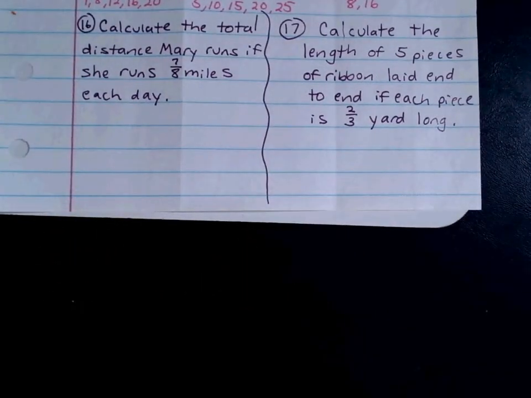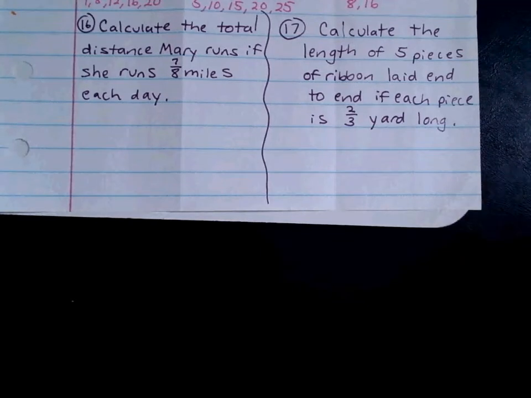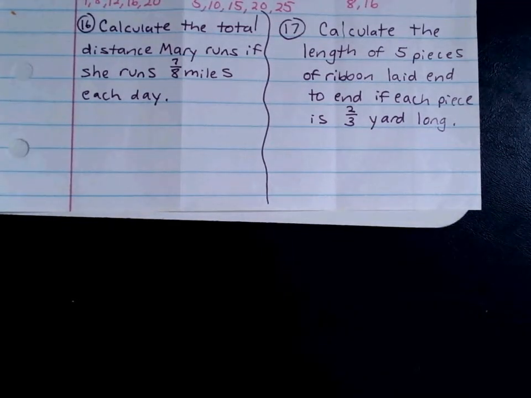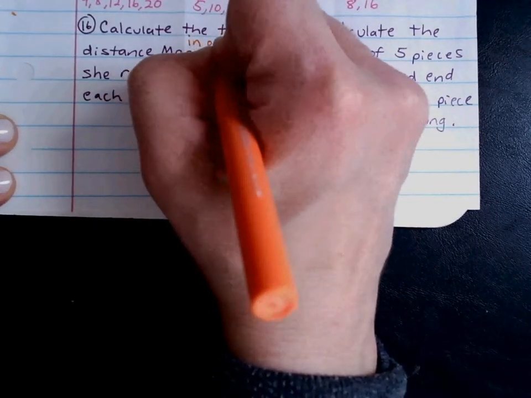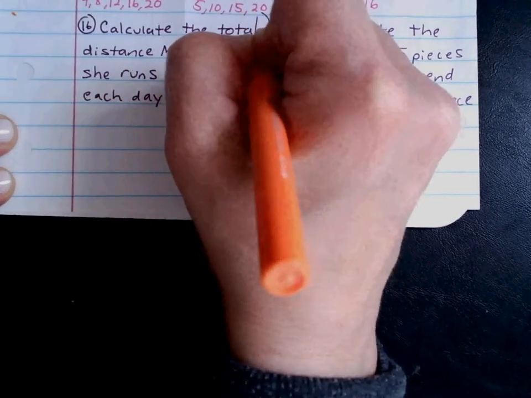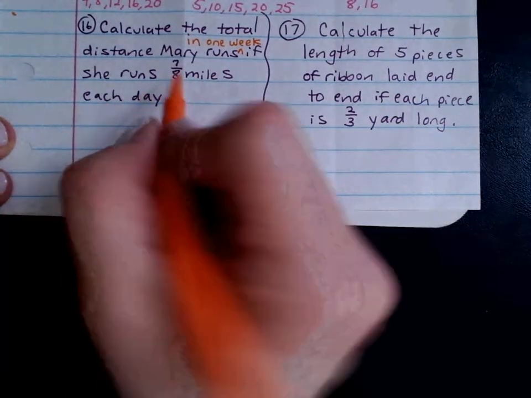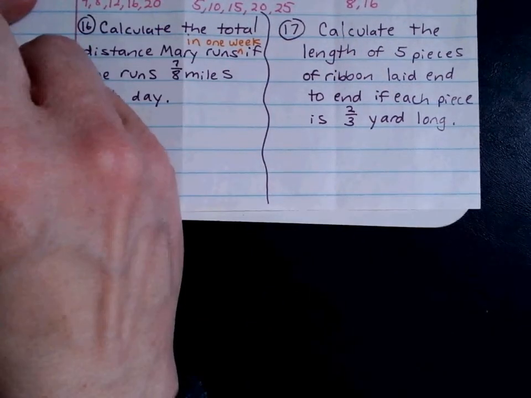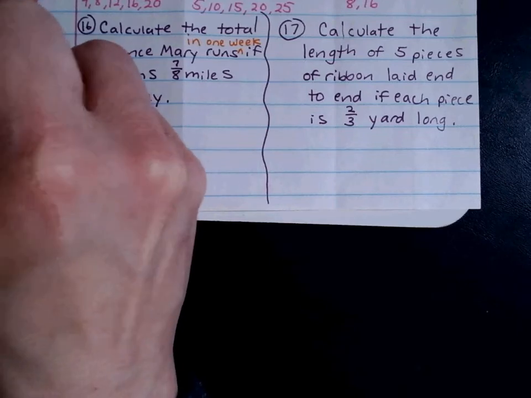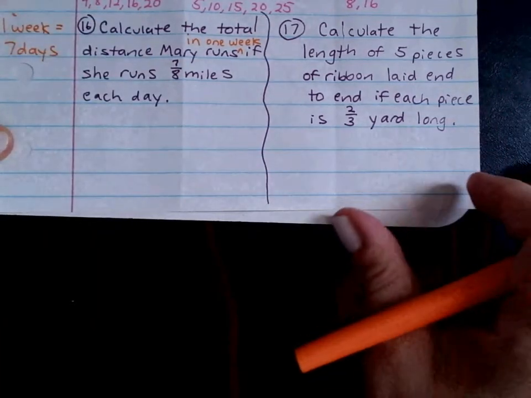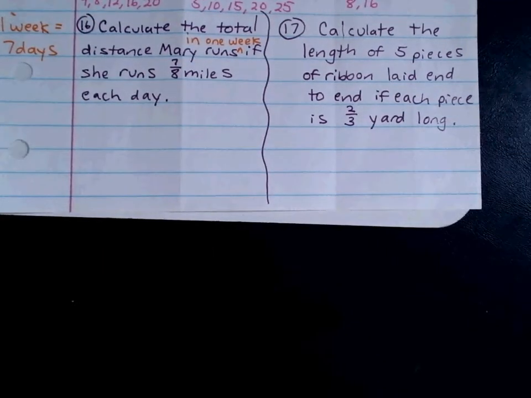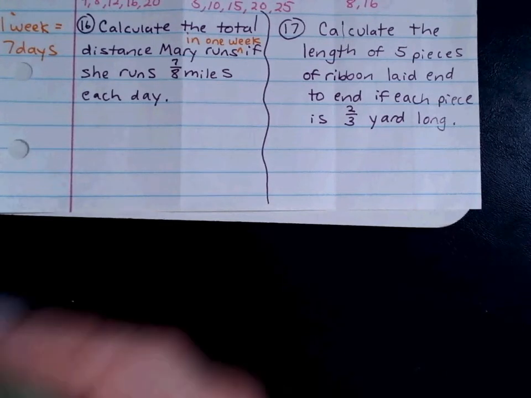So number 16 says, calculate the total distance Mary runs if she runs 7/8 of a mile each day. Oh, you know what I forgot to put in here? Mary runs in 1 week. That is very important information. In 1 week. So why is that important? Because each day she runs 7/8 of a mile, and we know that there are 7 days in 1 week. So my apologies, I forgot to recopy that when I was writing the problem on lined paper.